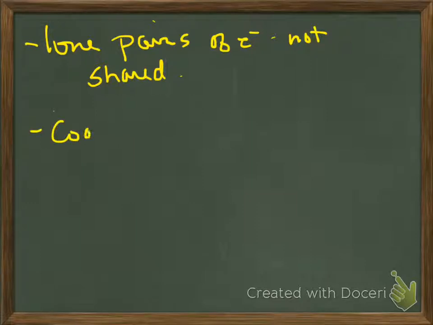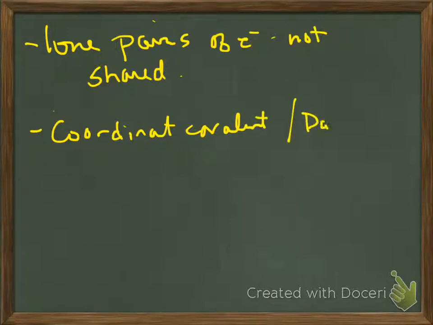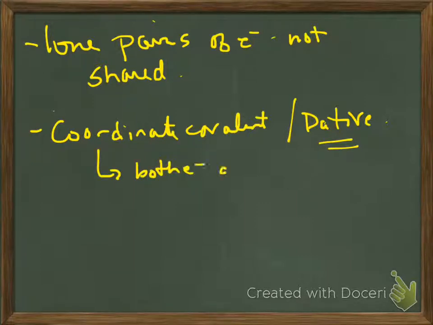There is also something called coordinate covalent, which is also sometimes referred to as dative. But this term is going away in the next round, or the updated curriculum. A coordinate covalent bond is one where both electrons are donated by one atom.